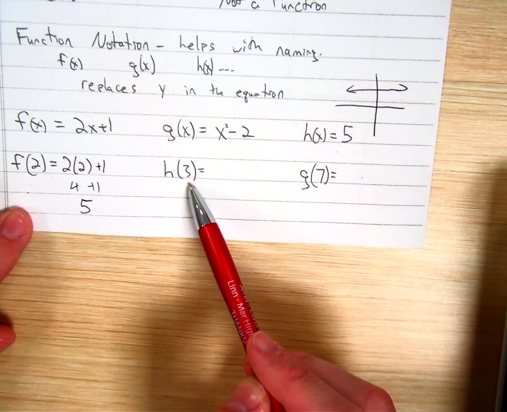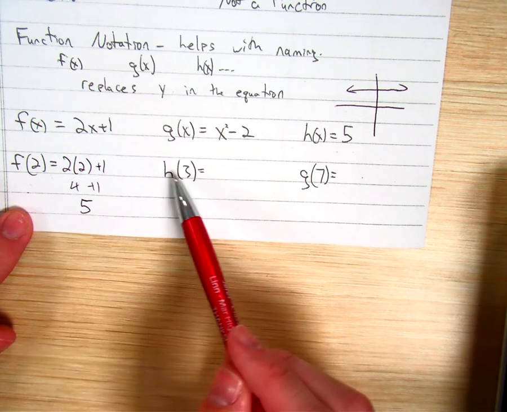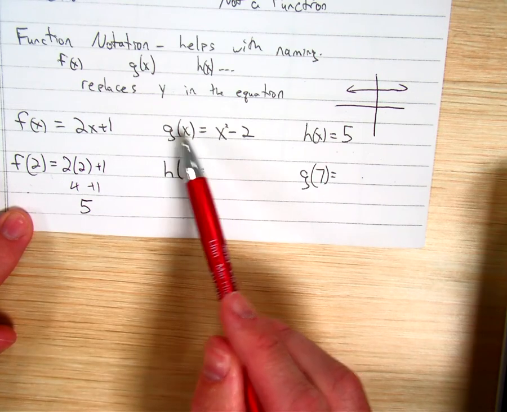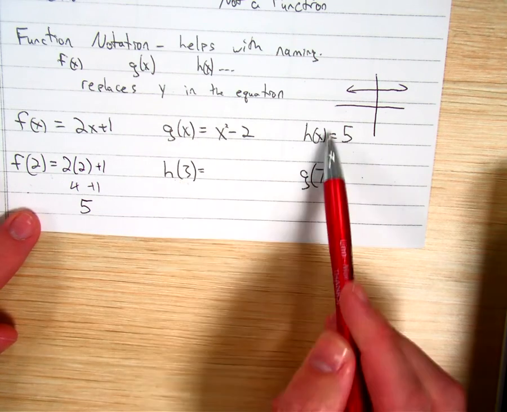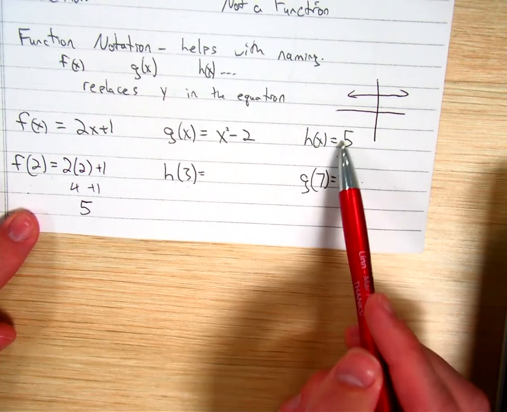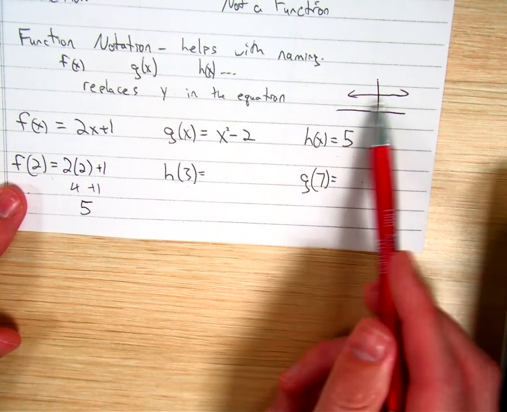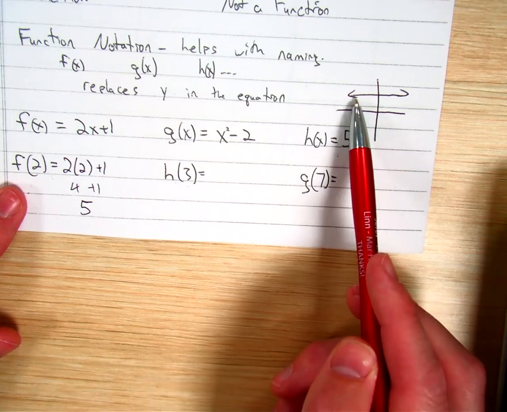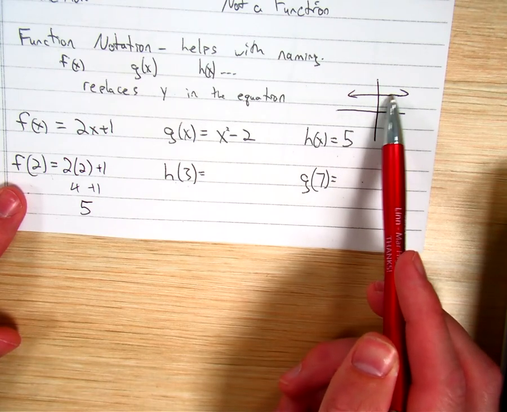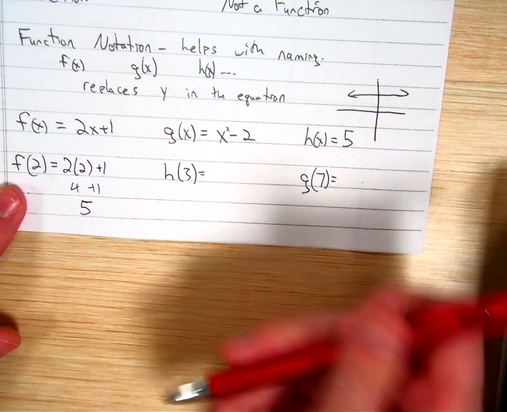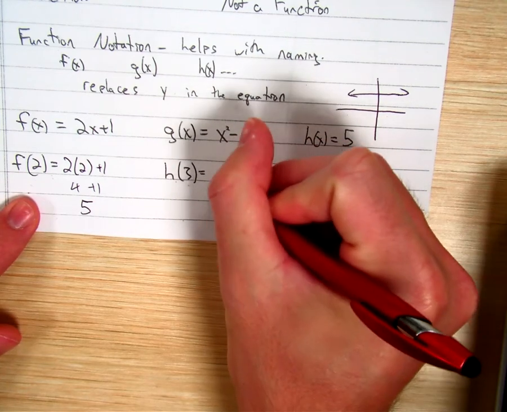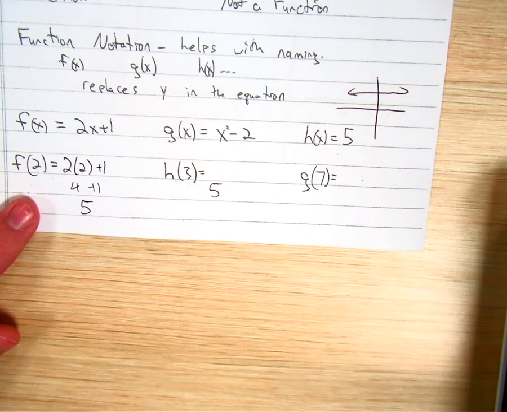h of 3. Be careful, because f was underneath this one. h of 3. Don't put it in here. This is g. h of 3. So if I put 3 into this equation, well, there's no room for x. Remember, for this one, it's always 5. The answer is always 5. Negative 5, comma 5, 0, comma 5, 1, comma 5, 2, comma 5, 3, comma 5. So my answer for this one is 5.